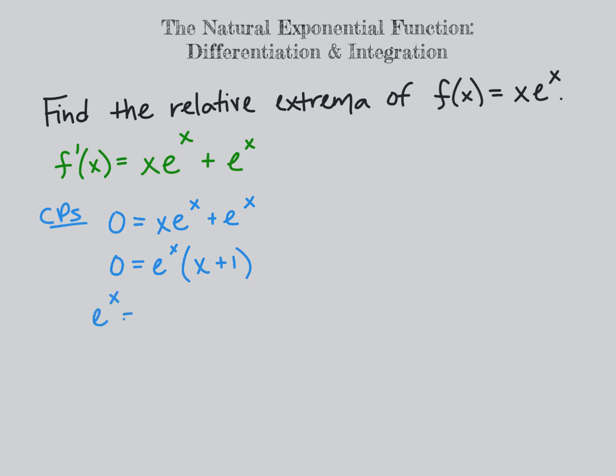Our first factor is e to the x, and our second factor is x plus 1. One of these is clearly easier to solve. The second one, we'll get x equals negative 1. Now in this case, e to the x equals 0.